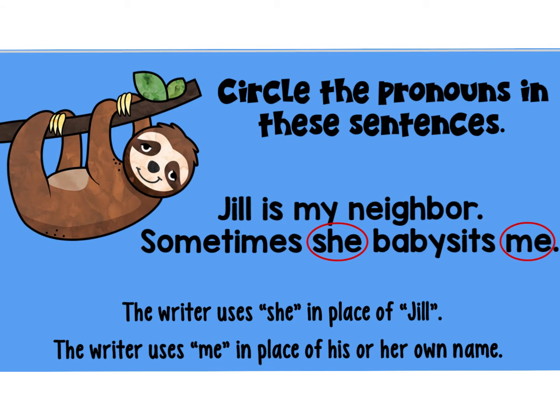Circle the pronouns in these sentences. Jill is my neighbor. Sometimes she babysits me. So we have the pronoun she, and we have the pronoun me. The writer uses she in place of the noun Jill. The writer uses me in place of his or her own name.